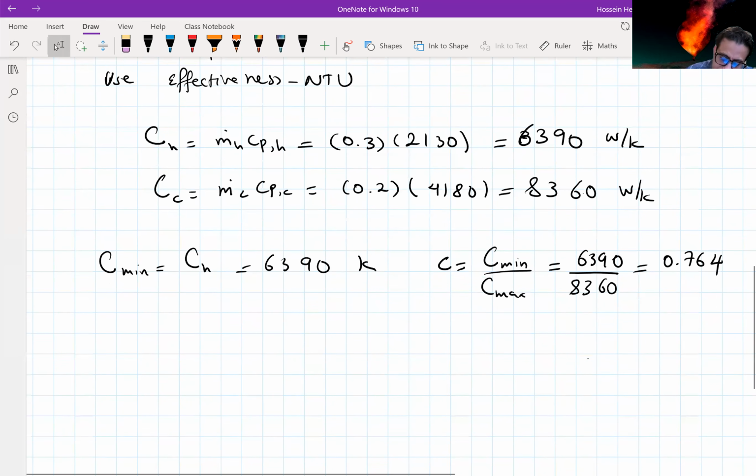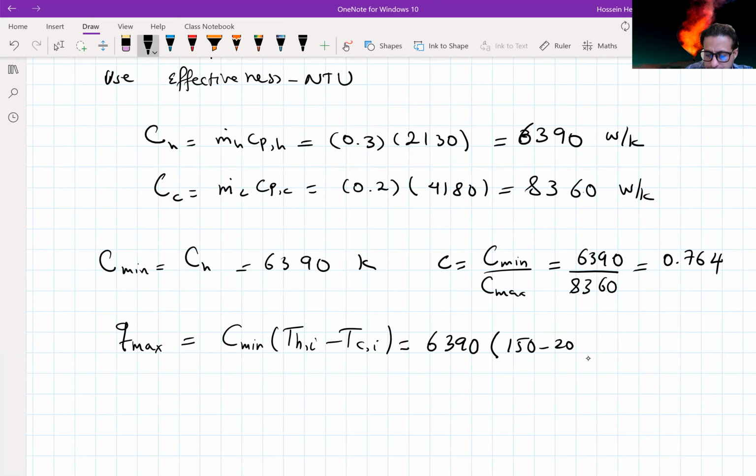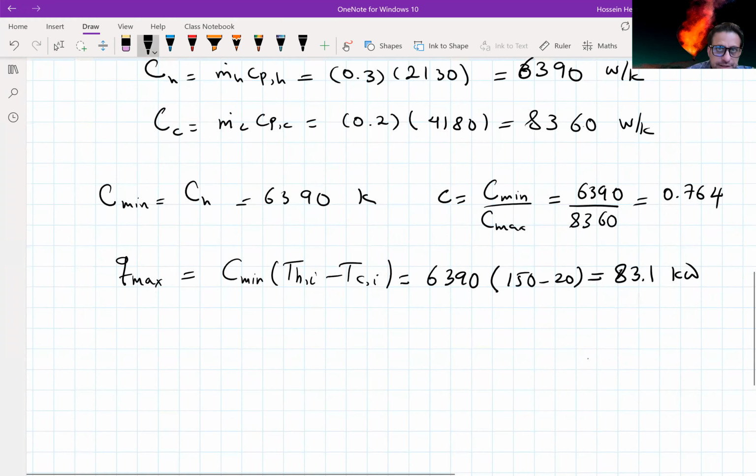Now I can find Q max. I don't need the outlet temperature for that. That's going to be C min times THi minus TCi, which will be 639 times 150 minus 20, 83.1 kilowatt. So this is going to be the maximum possible heat transfer rate.